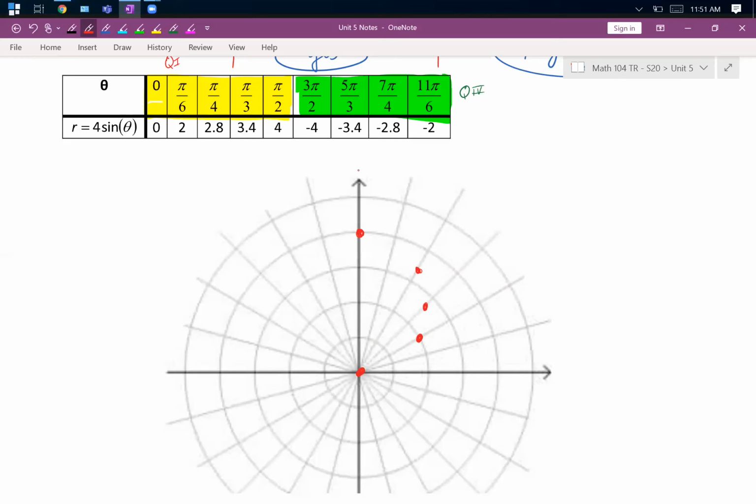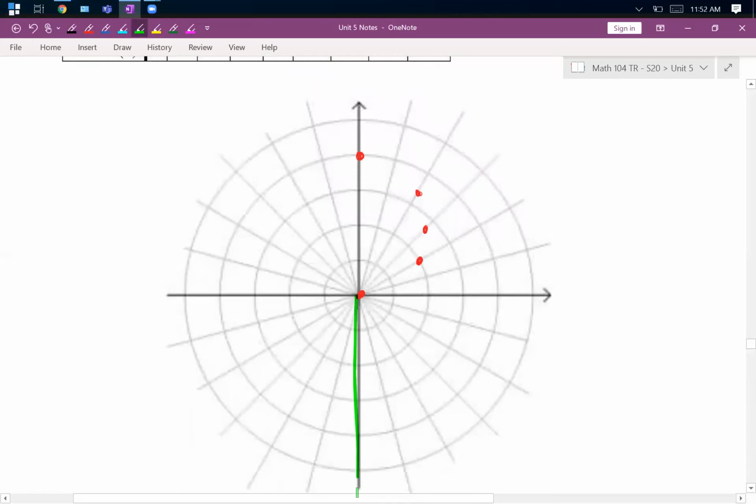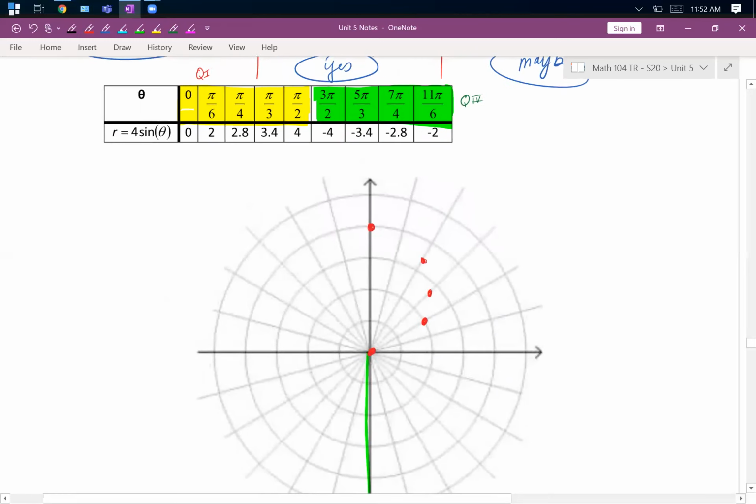All right, well, let's do the other 4 points then. So we're starting at our angle of 3 pi over 2. Notice that our r value is -4. Since our r value is negative, we're actually going to go in the direction opposite of our angle, and I'm going to go 4 in the opposite direction. 1, 2, 3, 4. Well, that ends up being right on top of this one here.